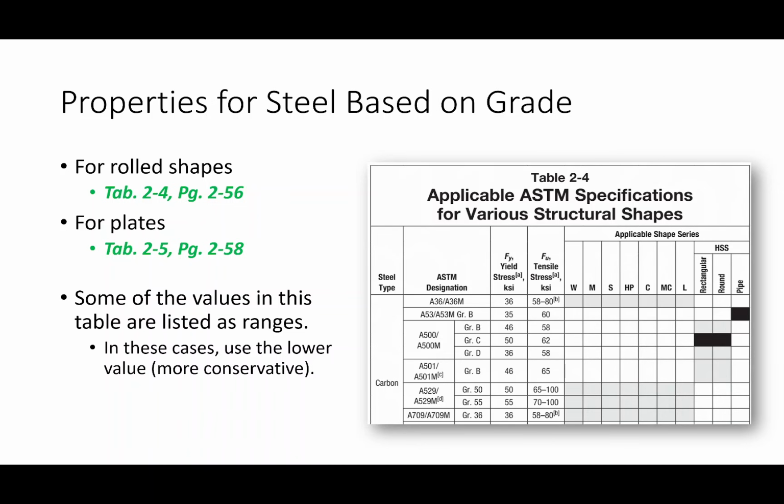For rolled shapes, I would tab this. This is table 2-4 where the FY and the FU values are available. Remember, whenever there's a range, we select the minimum value in that range because that's most conservative. For rolled shapes, use table 2-4. For plates, use table 2-5, although really, for most practical applications, the values are going to be the same, so not really a big deal.